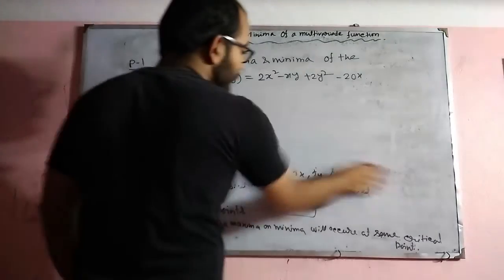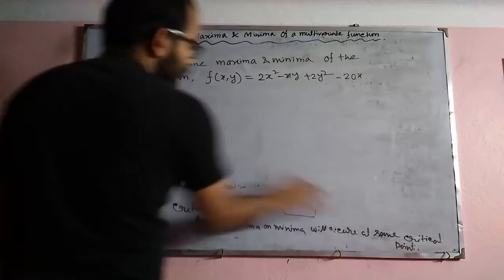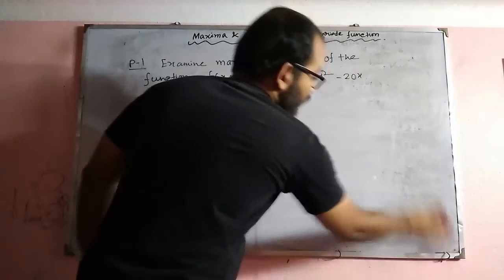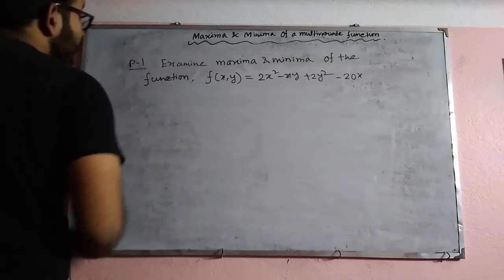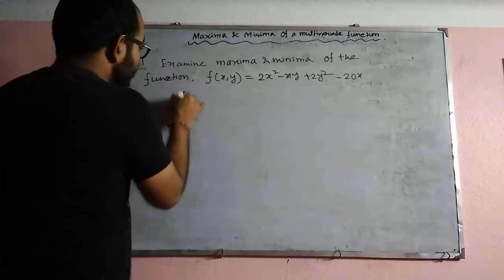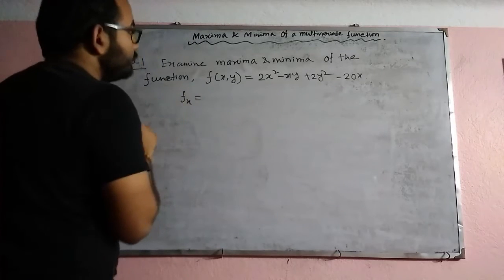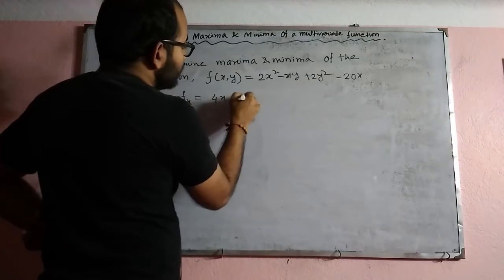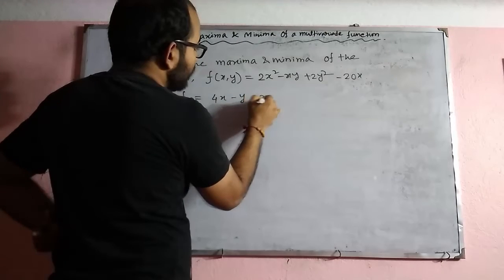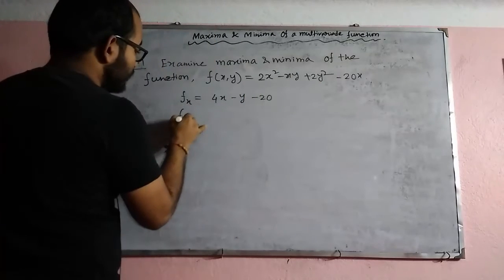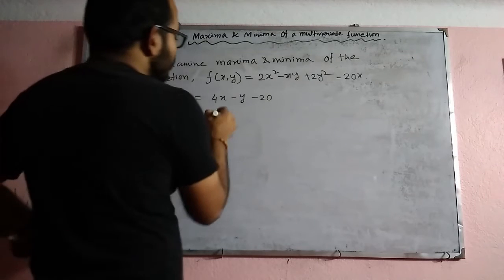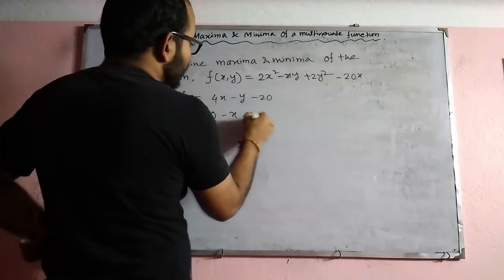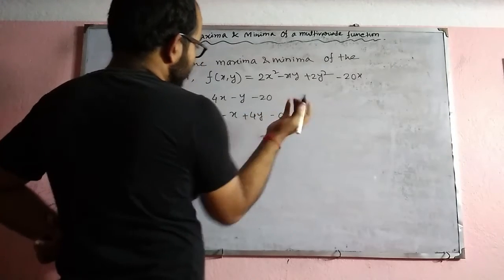So in this problem, we have to determine all the critical points. So we have to solve the equations fx and fy equal to 0. So what is fx? fx is equal to 4x minus y minus 20, and what is fy? fy is equal to 0 minus x plus 2y.